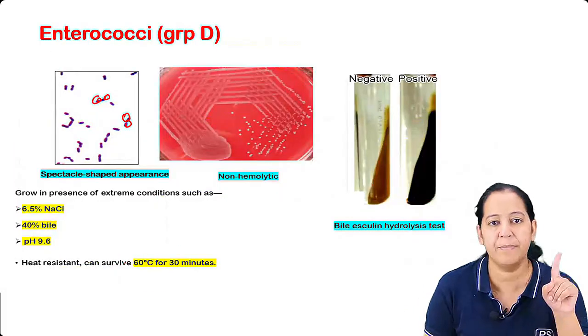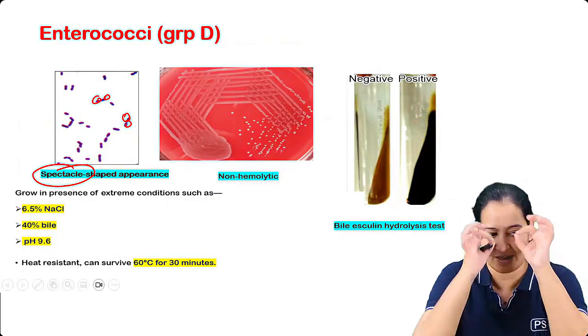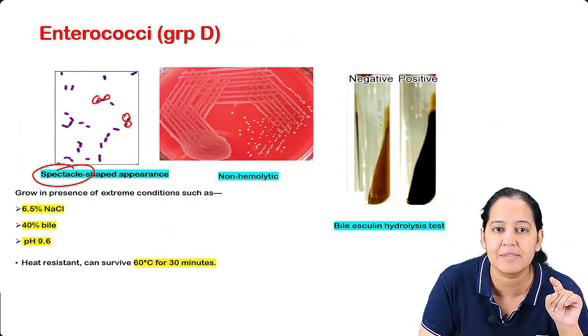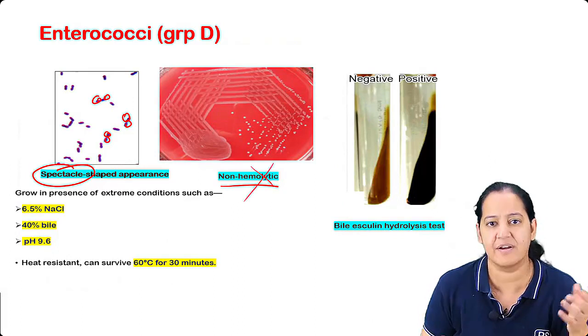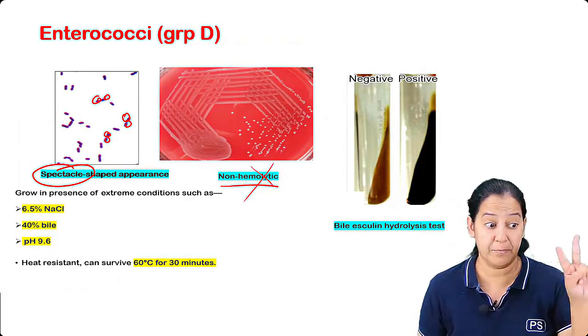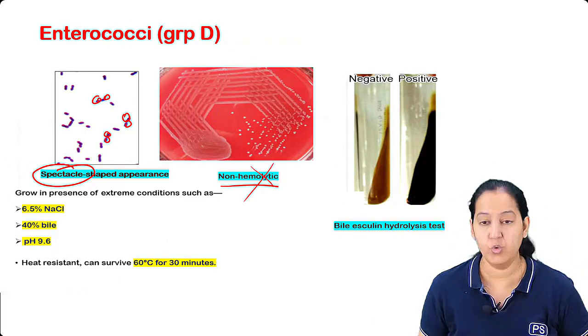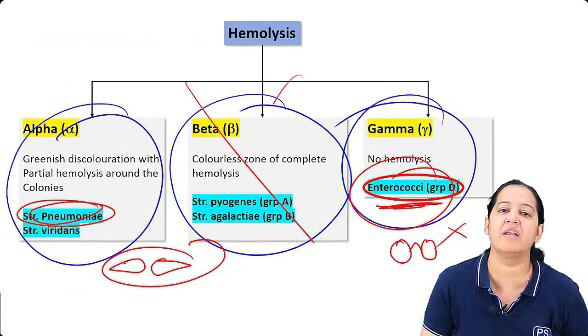So it is also in pairs. It is known as spectacle appearance. Spectacle means glasses. So typical spectacle appearance. It is non-hemolytic, since we are studying gamma. Two unique properties which are not present anywhere else. Two unique properties present only here, none anywhere else.